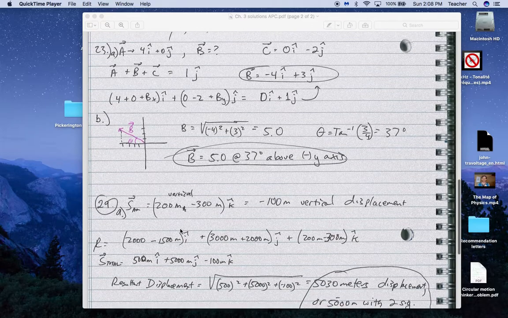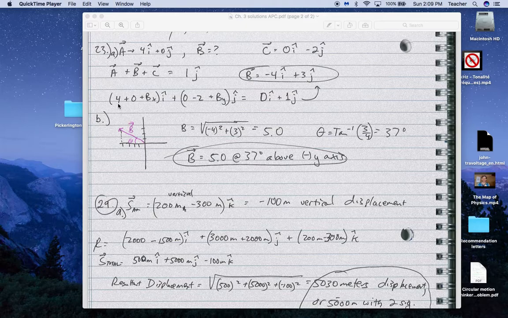23 and 29. 23 basically told you what vector A was, you didn't know what vector B was, and you knew what vector C was. So you knew that all 3 of them added together gave you 1 j hat, which is plus 1 in the y direction.